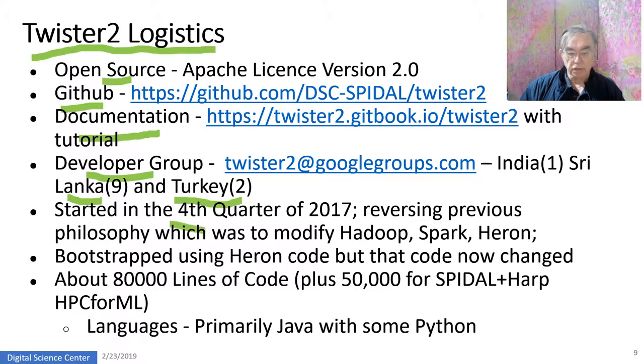It was started in the fourth quarter of 2017, and up to then we'd had the previous strategy, which you mentioned on one of the slides, of modifying the big data software. But we decided that to make real progress, we had to actually rewrite some of it ourselves. We started with some Heron code, but now that bootstrap code is removed. It has 80,000 lines of code. If we added the HARP, that would be another 50,000. And it is primarily Java with some Python. We have more details later on.